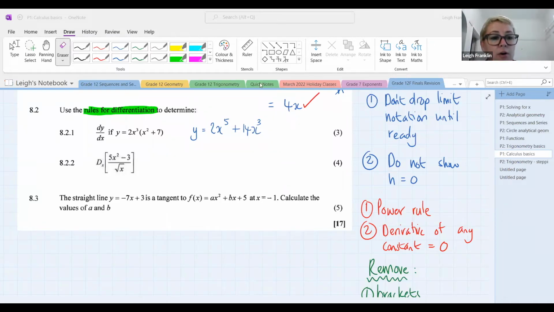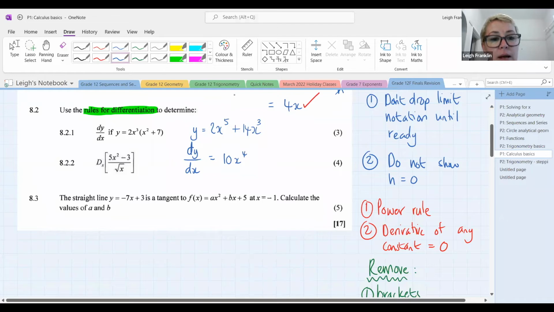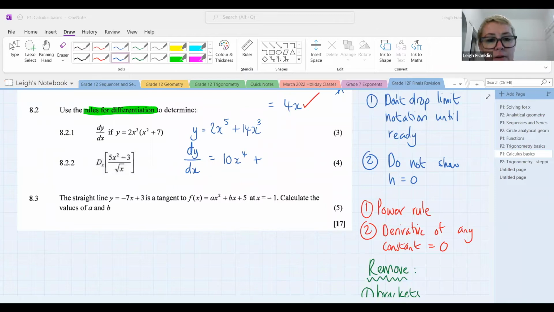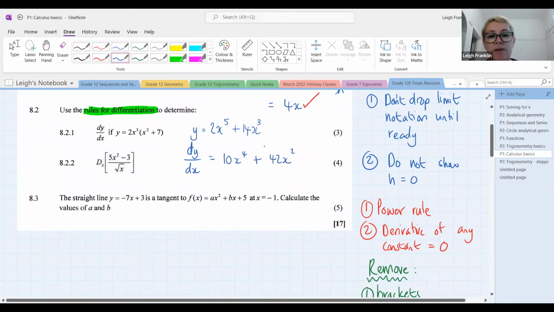So dy over dx, quite right. The derivative of y with respect to x is, as Spoo so beautifully put there for us, 10x to the power of 4. Well done, Spoo. Plus, what was the rest of your answer? I'm copying it down. 42x squared. Lovely. Very, very nice.